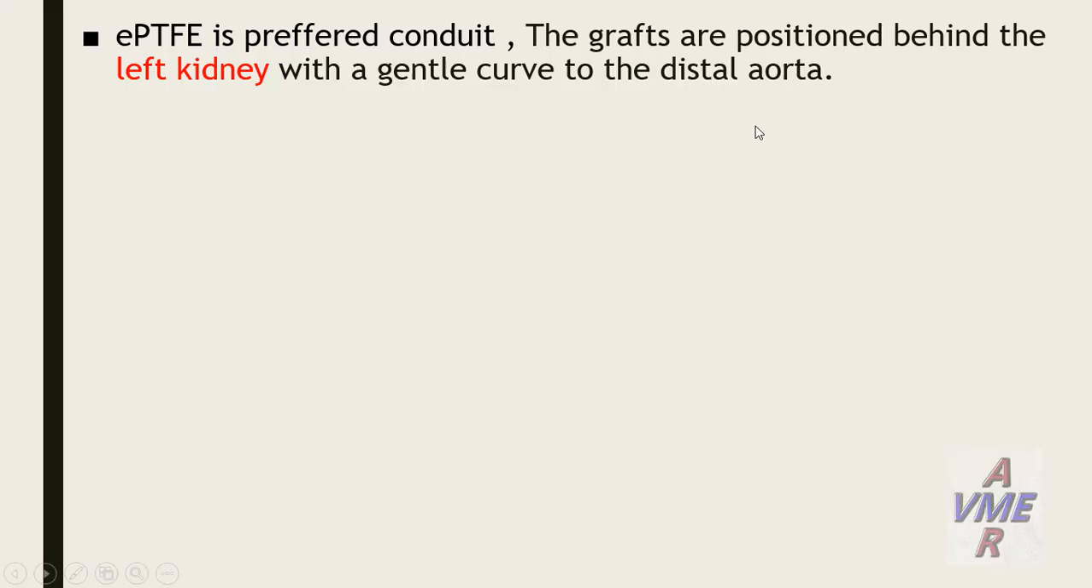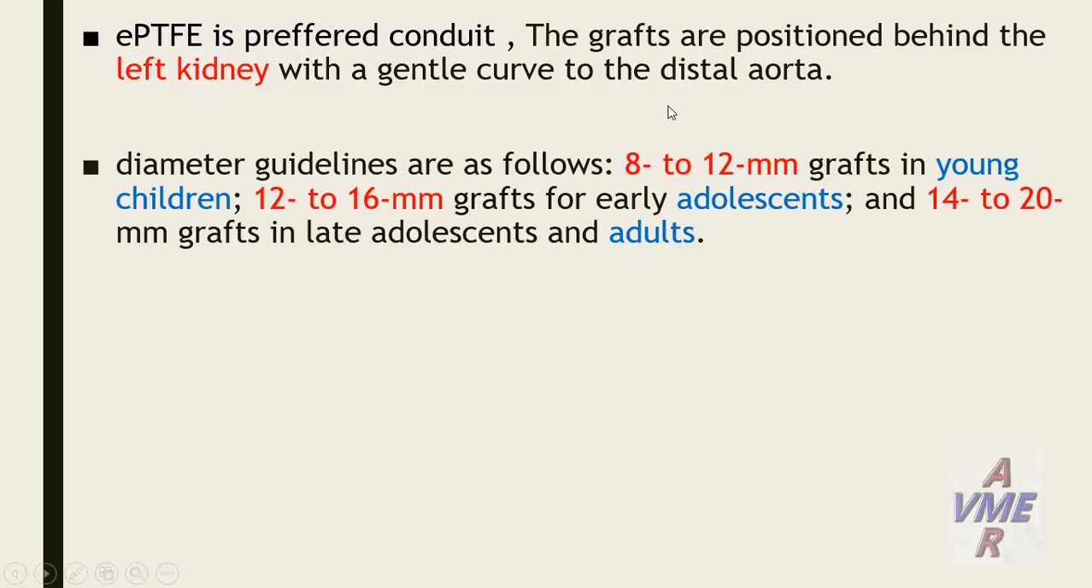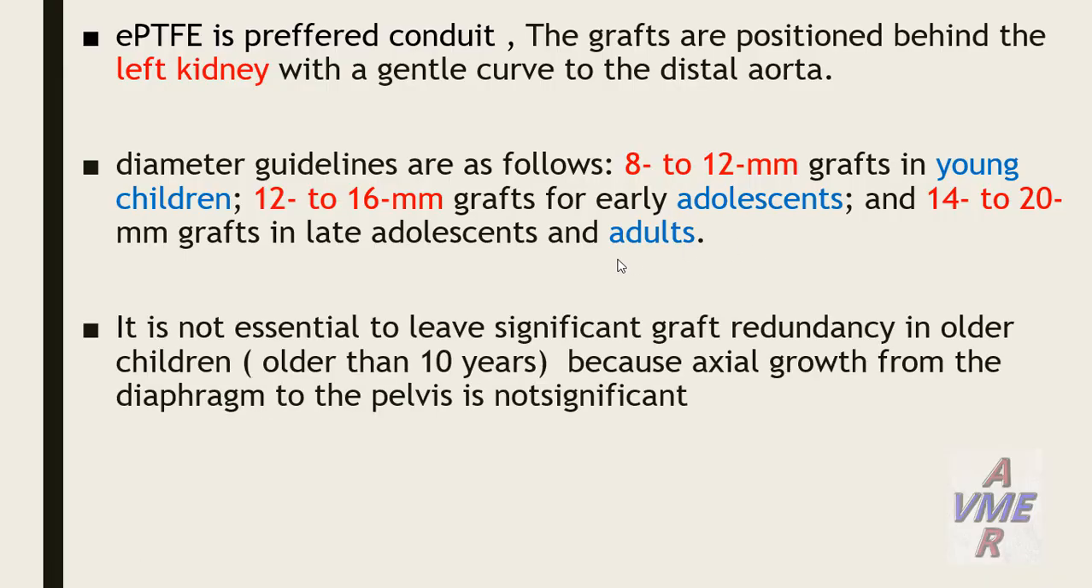The grafts are positioned behind the left kidney, so the tunneling will be behind the left kidney with a gentle curvature to the distal aorta. Diameter: 8 to 12 mm in case of young children, 12 to 16 mm for the adolescent, 14 to 20 mm graft in late adolescent and adult. It is not essential to leave significant graft redundancy if you are treating children more than 10 years, because axial growth from the diaphragm to the pelvis is not significant.